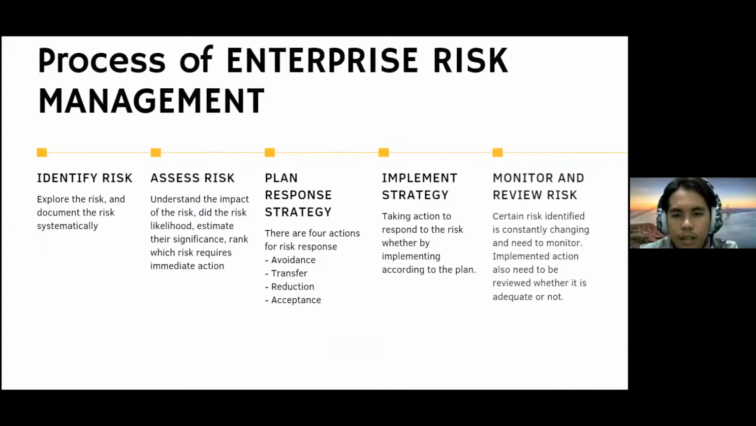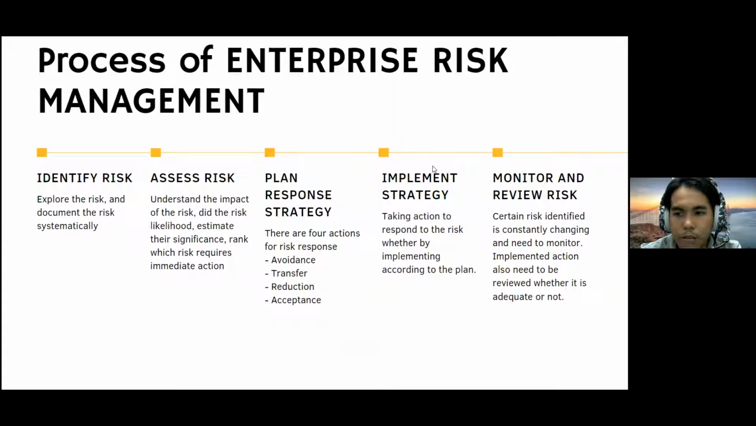All right, let's continue with the process of enterprise risk management. So there are 5 steps in the ERM process. First is identify risk. Second is assess risk. Third, plan response strategy. The fourth is implement strategy. And lastly, monitor and review the risk. So this is a continuous process.